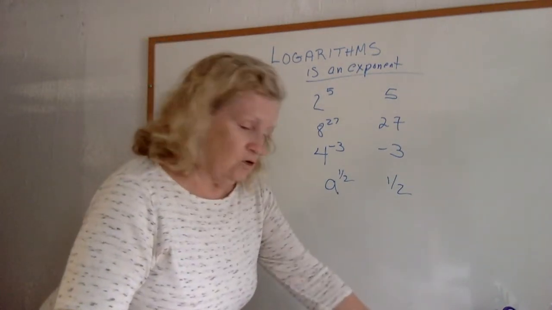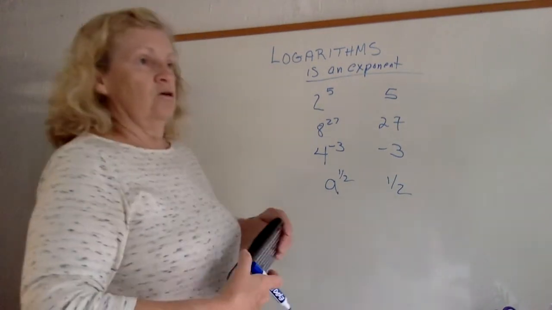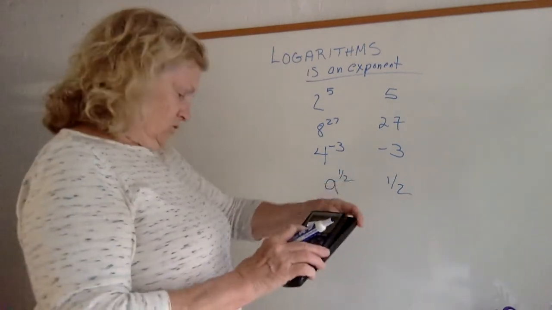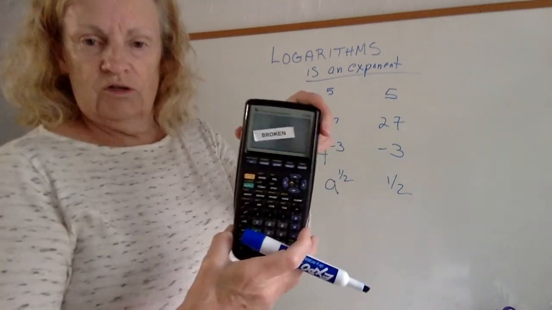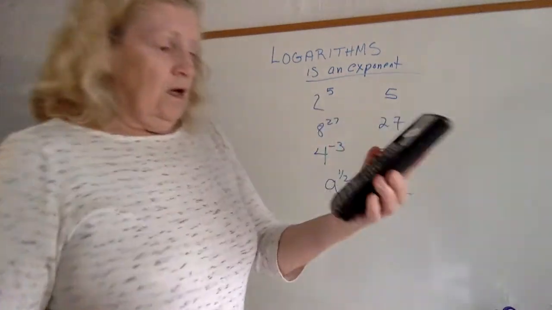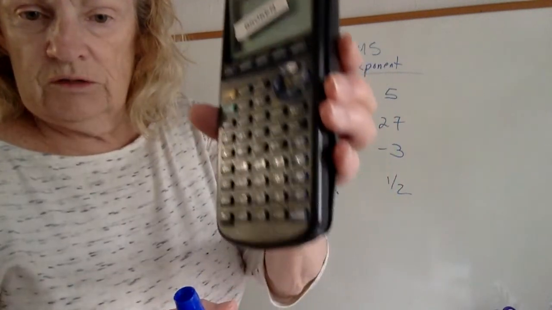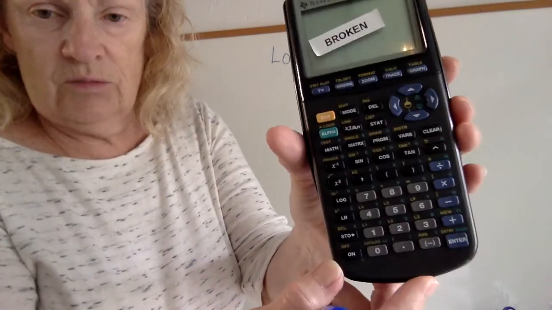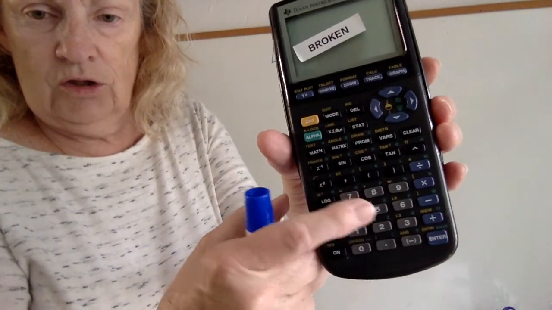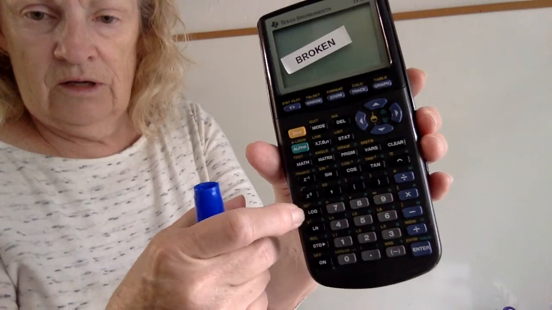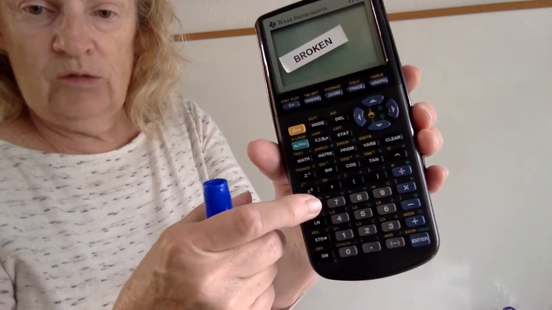And if you take a look at your calculator, hopefully, this is mine that says broken, it's not going to be particularly helpful. It has a log key on it. So if you have a calculator that looks something like mine, find the log button, and that's the button that we will be using to solve these problems.